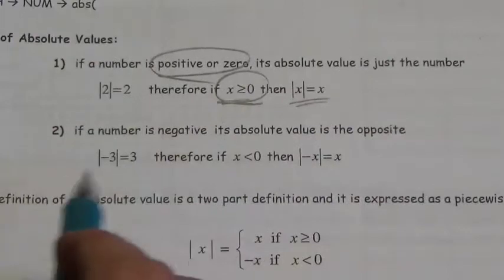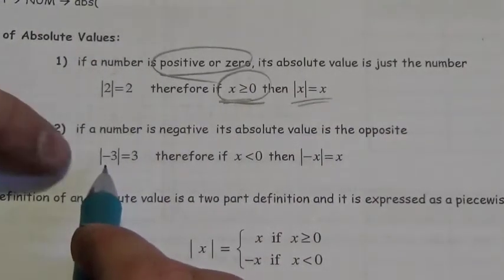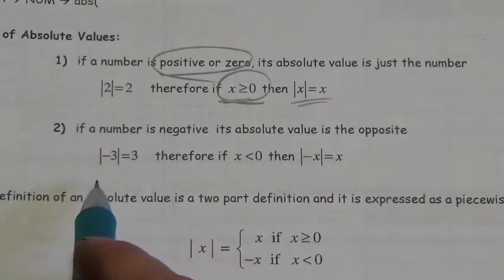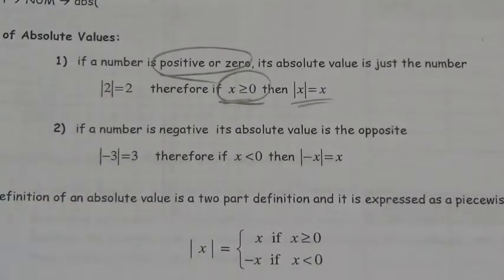On the other hand, if you've got a negative number, if the value inside is negative, then the absolute value is simply going to give the positive, because distance is always measured in positive units. Negative tends to indicate a direction.